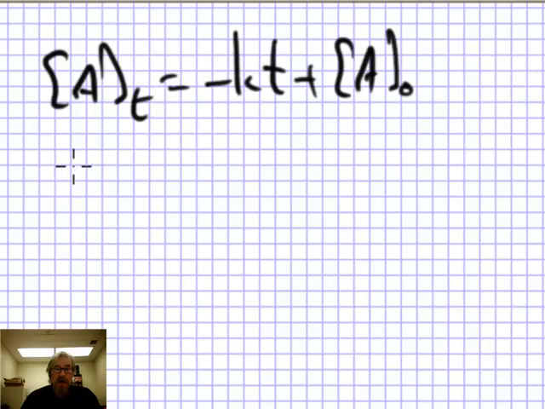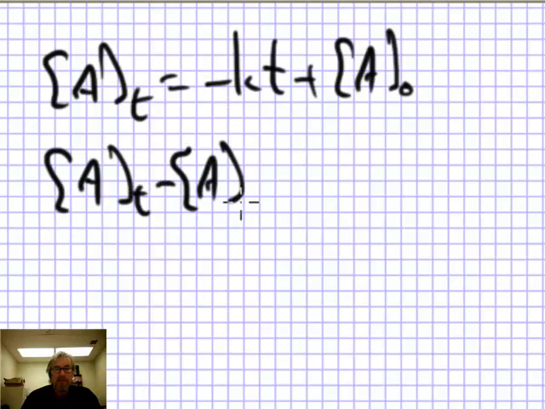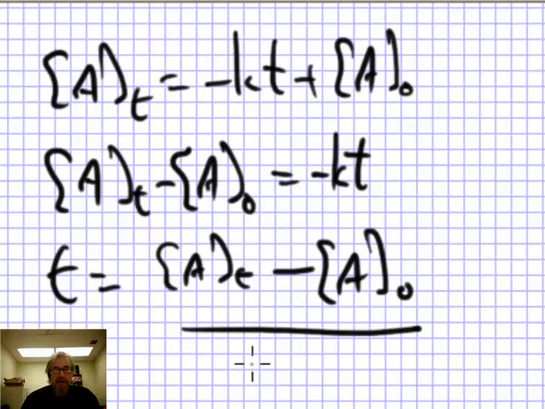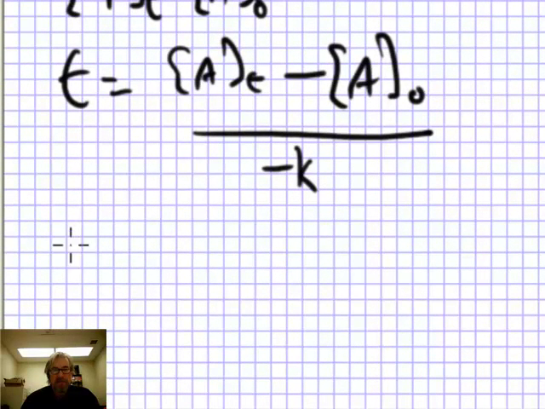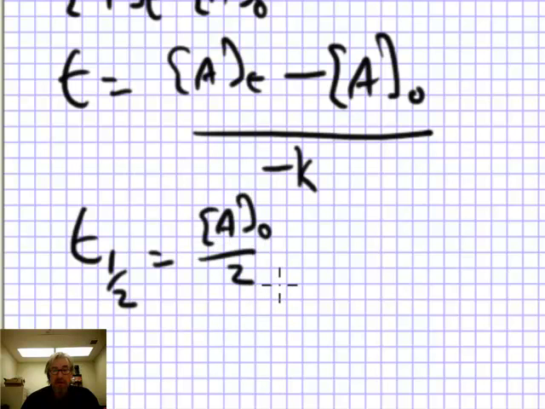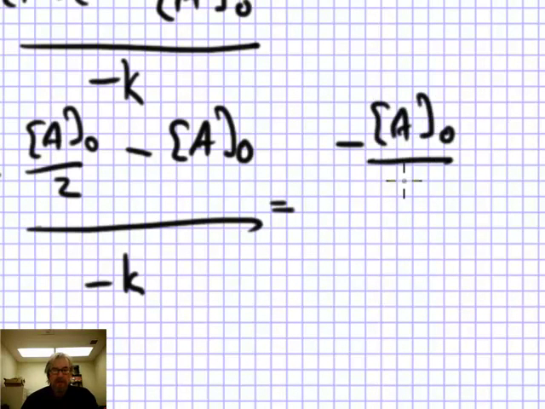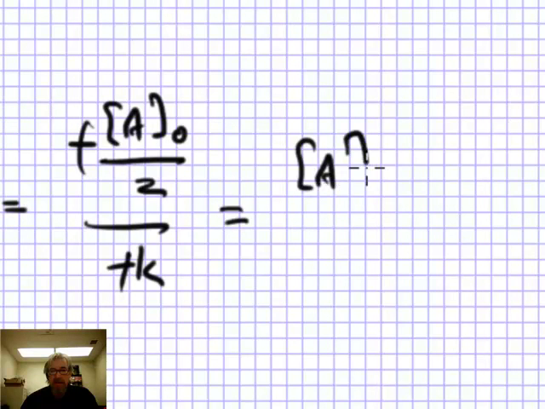So subtracting A naught from both sides, I get A at time t minus A at time naught is minus k times t. So time is concentration of A at time t minus concentration of A at time naught, divided by negative k. So the half-life time would be concentration of A naught over 2, because that means half of the initial concentration is still there, minus concentration of A naught, over negative k. Or I could say minus initial concentration of A divided by 2, over negative k is half-life, because this is like 1/2 minus 1. So I'll cancel out the negatives on top and bottom, and I come up with this: concentration of A naught over 2k is equal to the half-life.